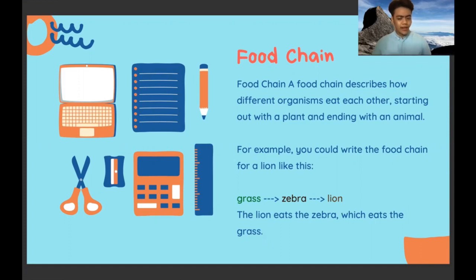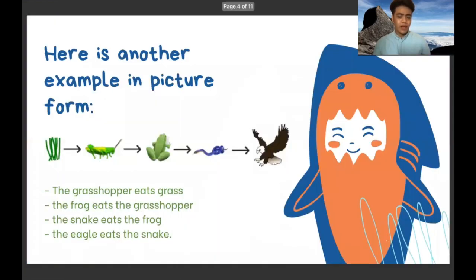Let me give you another example. From the picture, we can see that there's grass, grasshopper, frog, snake, and an eagle. So the whole food chain process would be like this. First off, the grasshopper eats the grass, and then the frog eats the grasshopper. After that, the snake eats the frog, and finally, the eagle eats the snake. It's that easy.